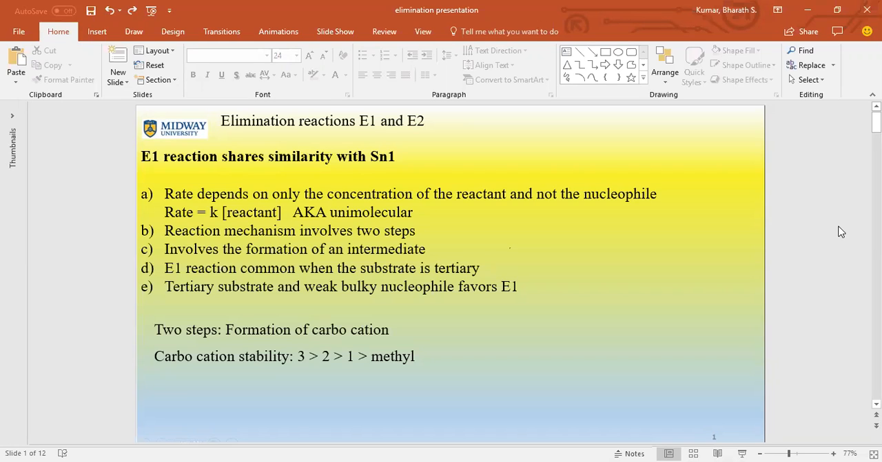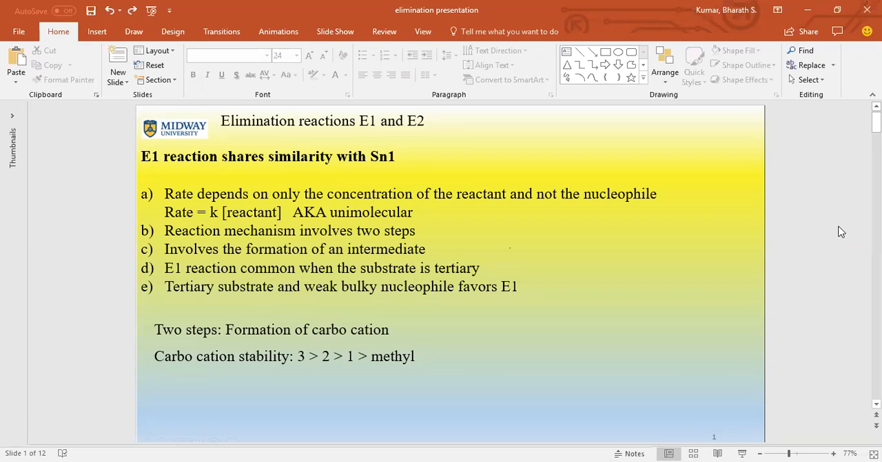But we would learn that whether a base or nucleophile is stronger or weaker does have an impact on whether a reaction would be favored in an SN2 or E2 direction or an SN1 or E1 direction. With that said, it is unimolecular, so that's what the 1 stands for. That is, it only depends on the concentration of the reactant and is independent of the concentration of the nucleophile.